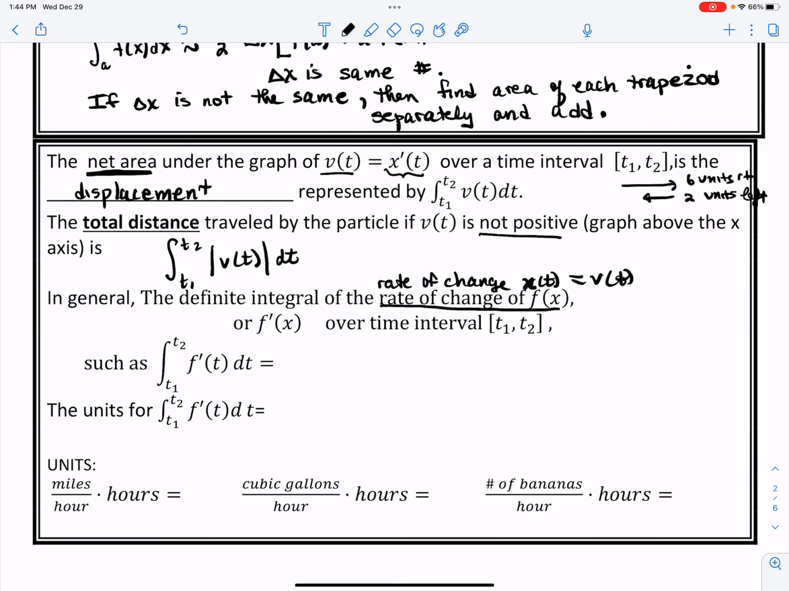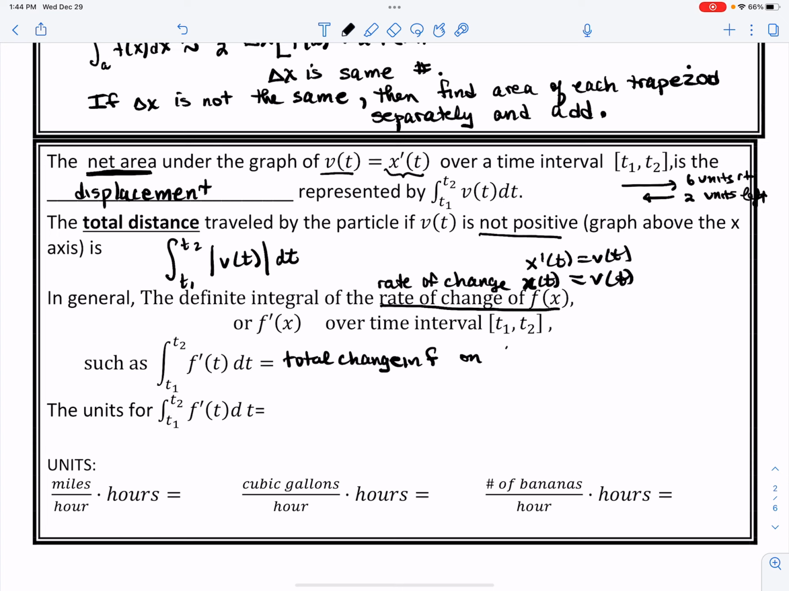When we integrate over a time interval a derivative, right, it gives back the function. It's the total change in f on the time interval from t1 to t2.